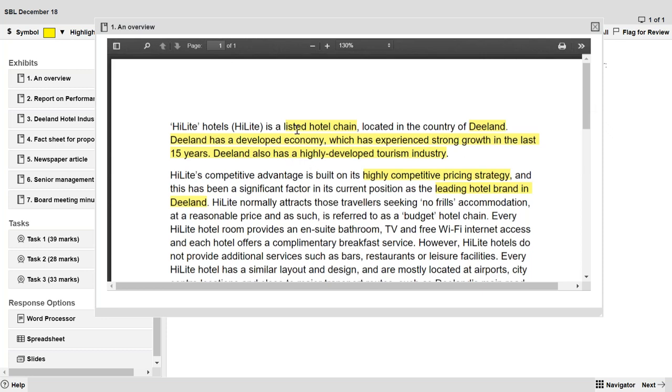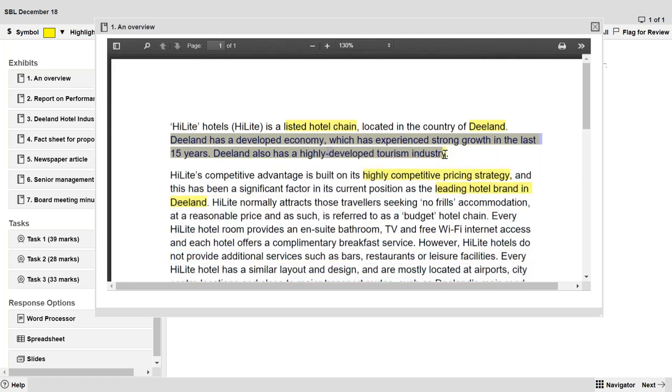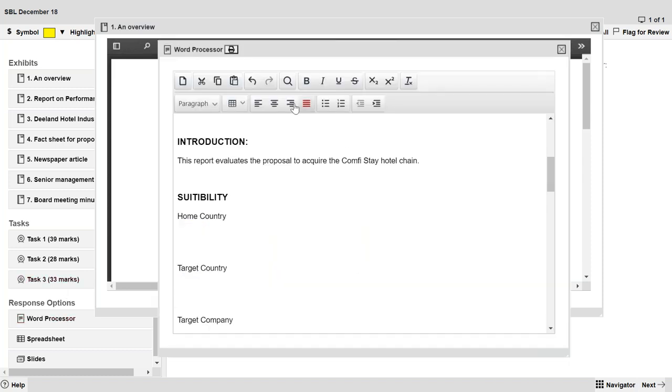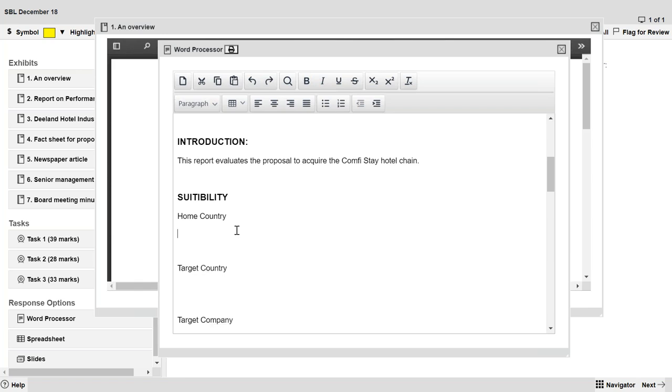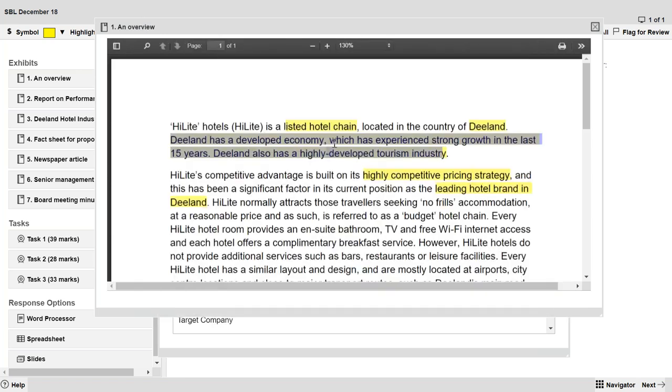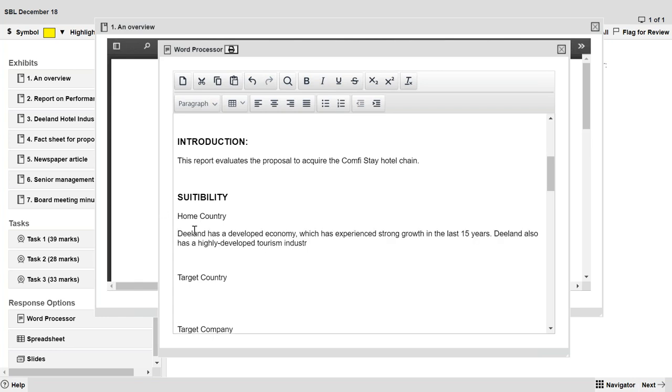Okay. So listed hotel chain, we all know DLand is a developed economy. So maybe I can copy this basic sentence, Control C. I go to word processor and I paste it under home. Do you understand what I did? I do it again. I selected the highlight thing, copied, and I decided where to put it. So I think I can use this information about home country. So I just went under the heading of home country and I pasted.